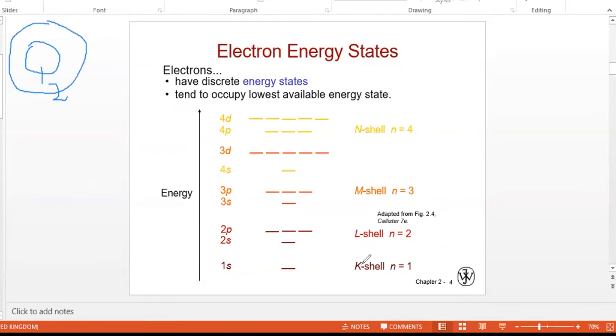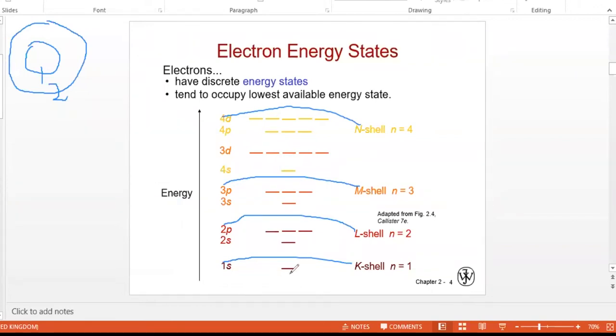So this is your main shell K, that is the first orbit. L main shell, second orbit. M main shell, third orbit. N main shell, fourth orbit. See, n equal to 4, that is N, the fourth orbit. n equal to 3, that is M, the third orbit. So this is the ascending order of the energy.